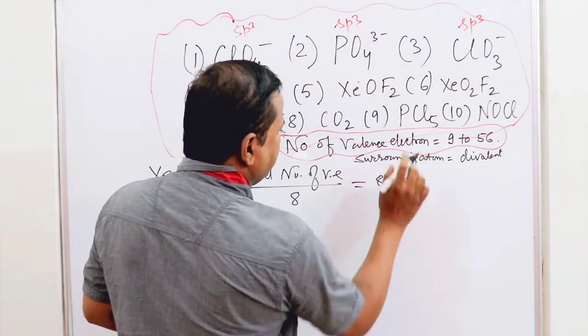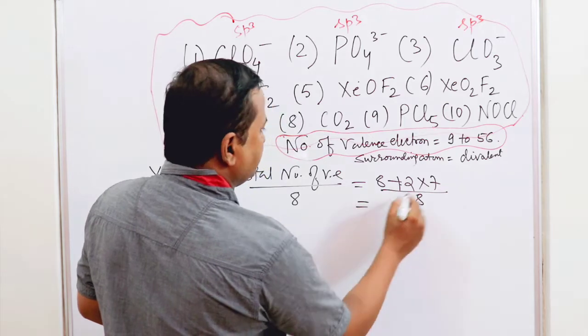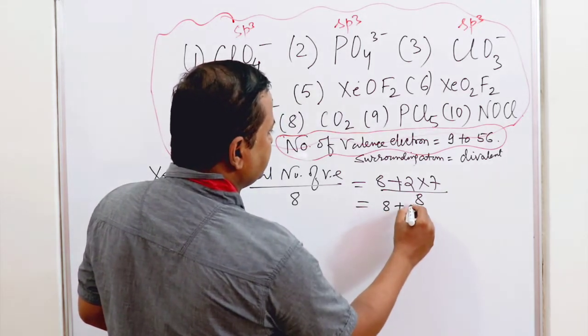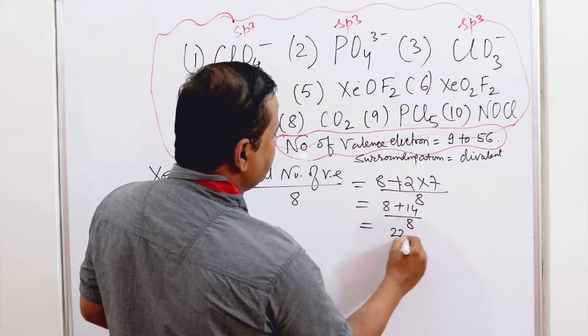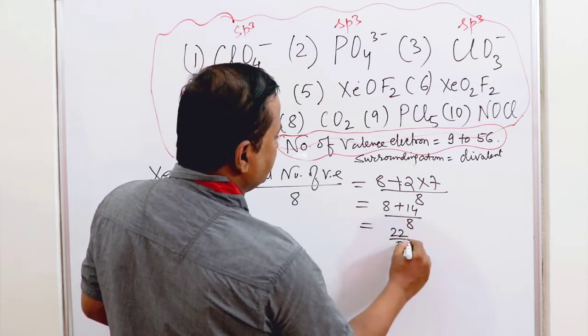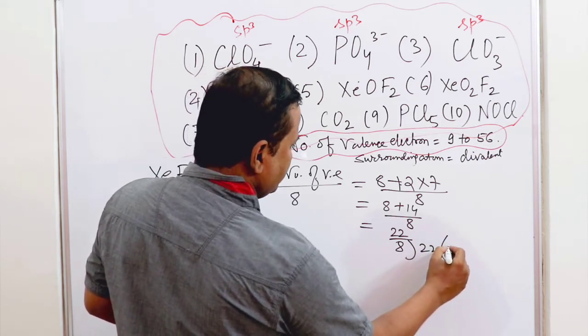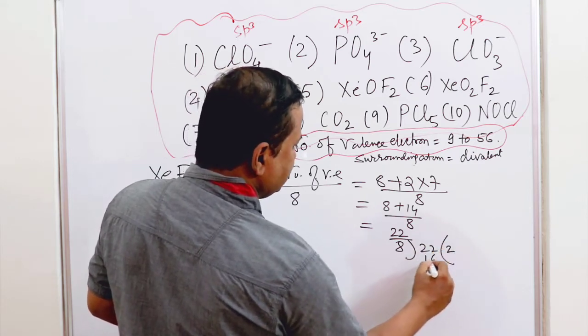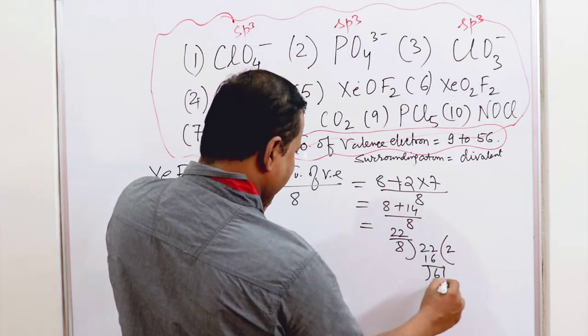8 plus 2 into 7 divided by 8, so 8 plus 7 2 is 14 plus 8, so this is 22 by 8. So you divide this 22 by 8, 8 2s are 16, so 6.